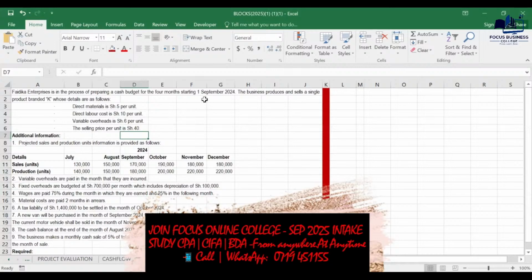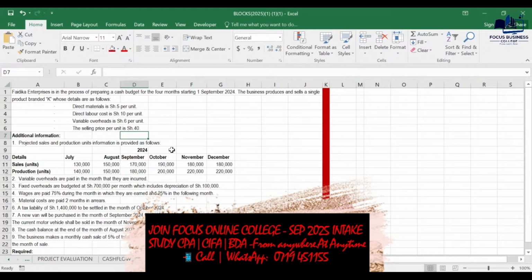For the months starting 1st September 2024, the business produces and sells a single product, branded Cy, whose details are provided below. We are given the direct material, which is shillings 5 per unit, the direct labor, which is 10 shillings per unit, the variable overhead 6 shillings per unit, and the selling price is 40 shillings. So we are given additional information, projected sales and the production units.